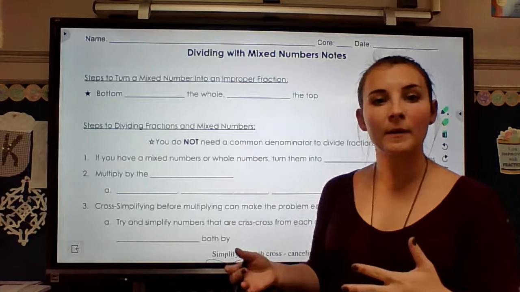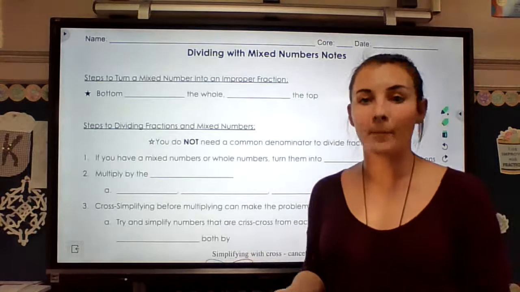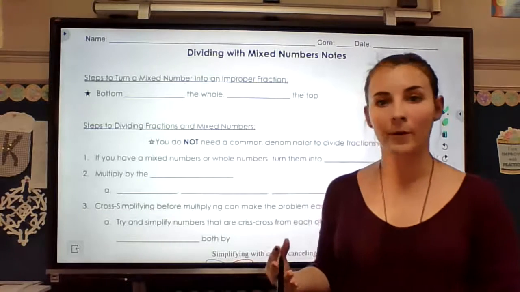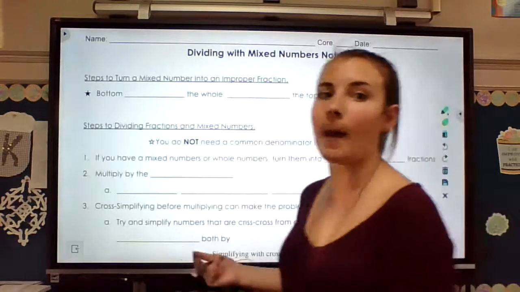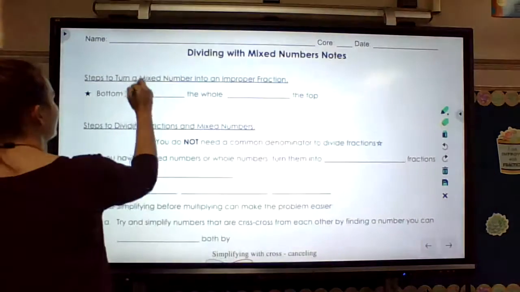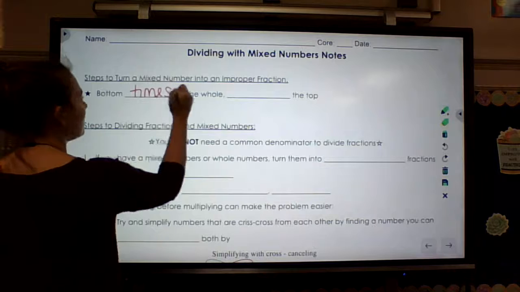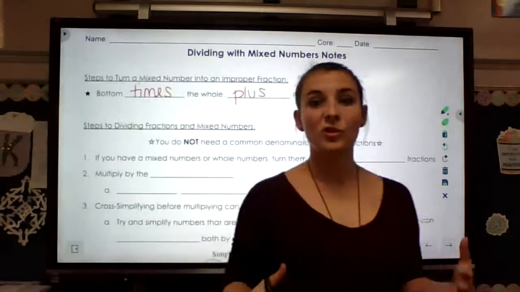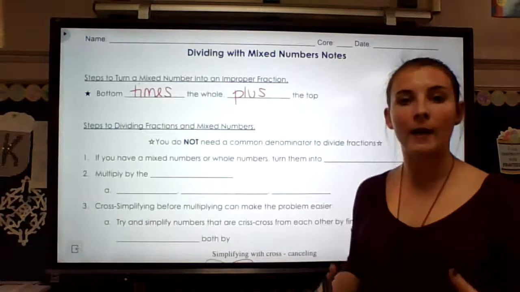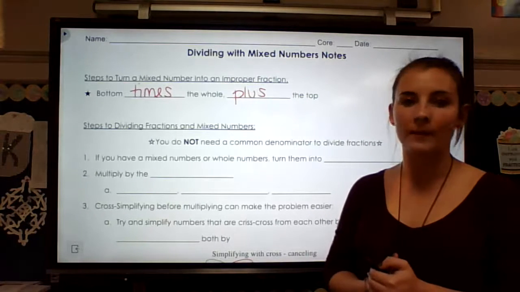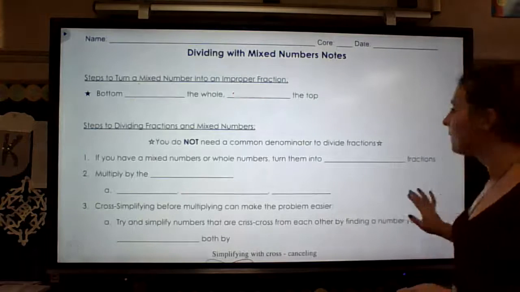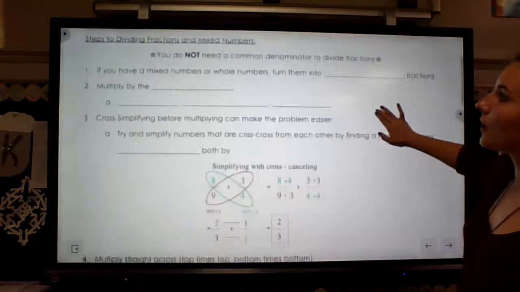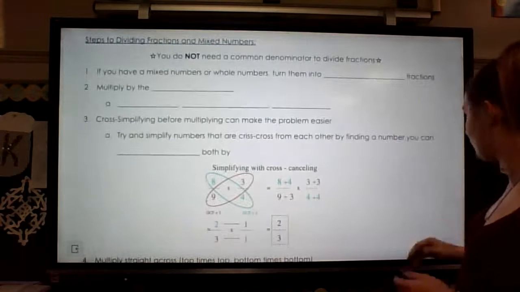So when we're dividing mixed numbers, we need to remember how to turn them improper because we need to turn our mixed numbers into improper fractions. So to do that, we're going to do the bottom times the whole plus the top. We've done this for like 2 weeks now. You guys are pretty good at it. Always take bottom times the whole plus the top. Then we can actually move on and start talking about how we divide these fractions.